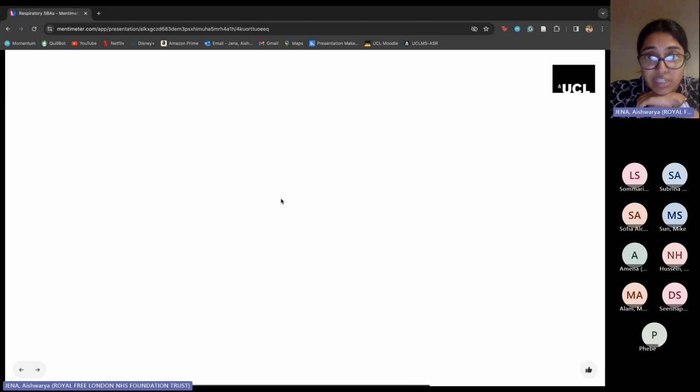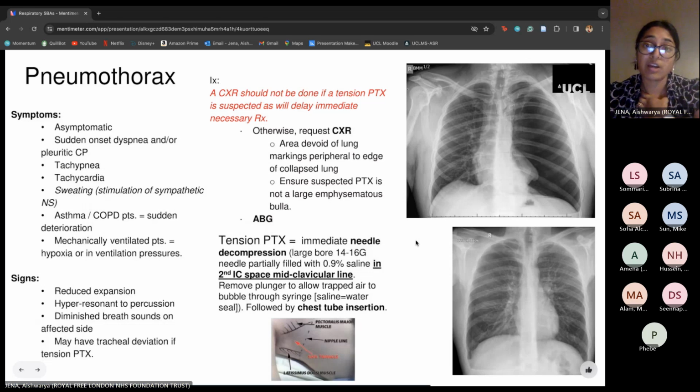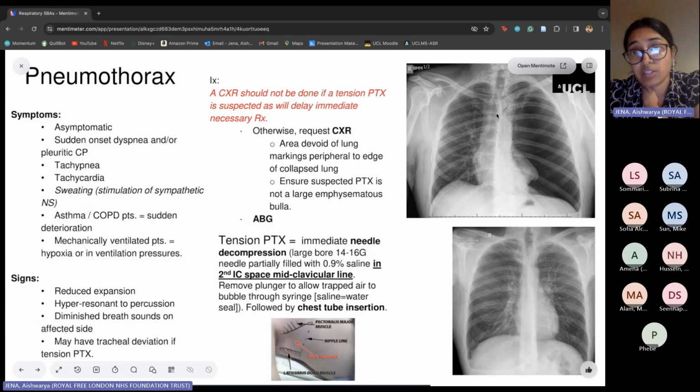That can also be shown in a chest x-ray, which is here. We'll go through a bit more on chest x-rays, but to start with, chest x-rays regarding pneumothorax. So we've got two chest x-rays here, which show different types of pneumothorax. So as you can see here, the trachea is deviated.